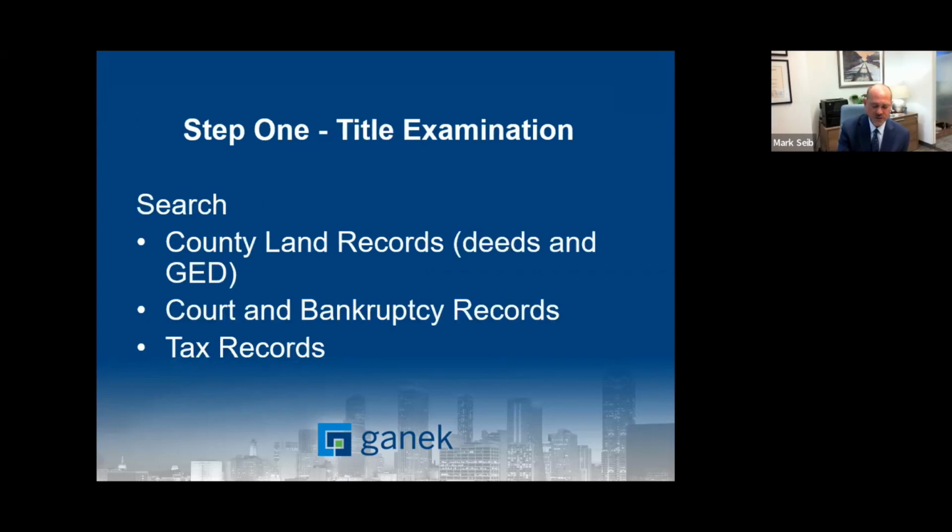All right, so step 1 is the title examination. First we have a title search. So we're looking at the county land records. We're looking in deed books, lien books, something that we used to have called the GED, the General Execution Docket. We're looking at other court records. There may be things that we find in civil action records at the courthouse. We're looking at the tax records. And then all of that gets assembled into a report.